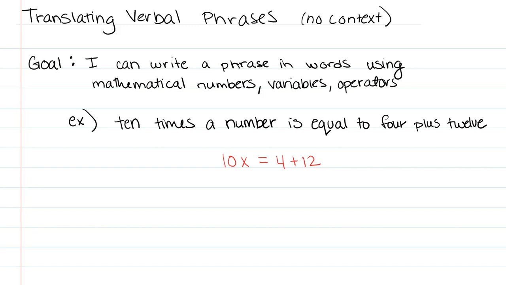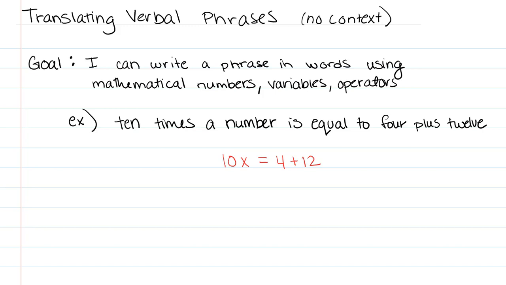In this video, we will be translating verbal phrases into math. By the end of this video, we should be able to write a phrase that's written in words using math numbers, variables, and operators. For example, when I see the phrase 10 times a number is equal to 4 plus 12, I'll be able to write what you see in red, 10x equals 4 plus 12.